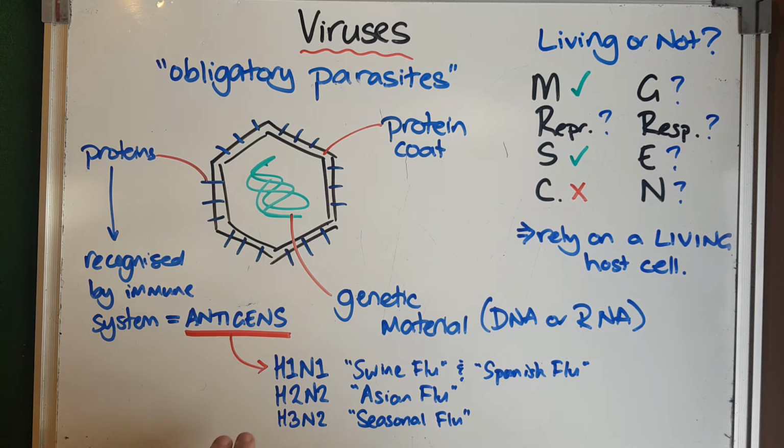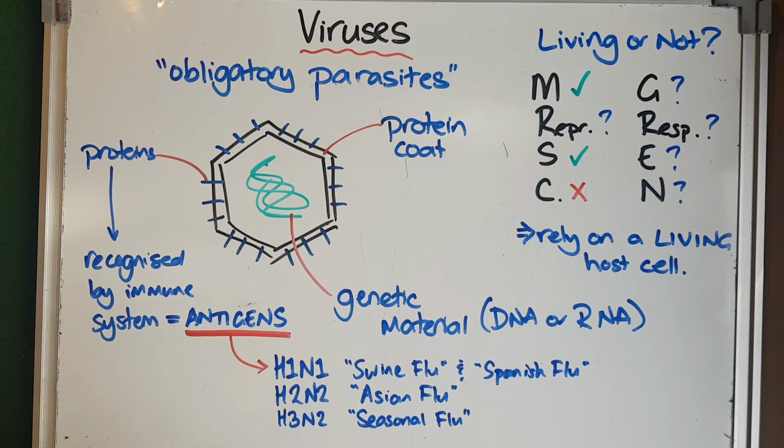H2N2 has the very unfortunate name called the Asian flu. It sort of represents a time when you could actually get away with naming things this way. But this was a disease that came from Southeast Asia and spread quite widely. And it's got a different H protein and a different N protein. The numbers say they're different.